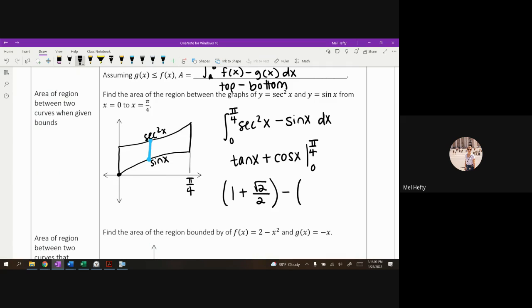So fun. All right, unit circles back out. Tangent of 0. 0. Cosine of 0. Nice. Anything cool happening?